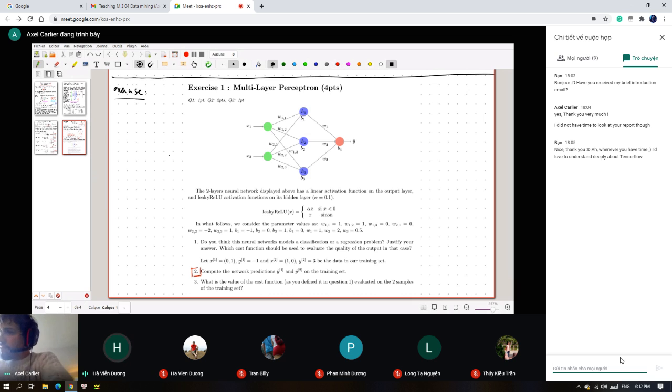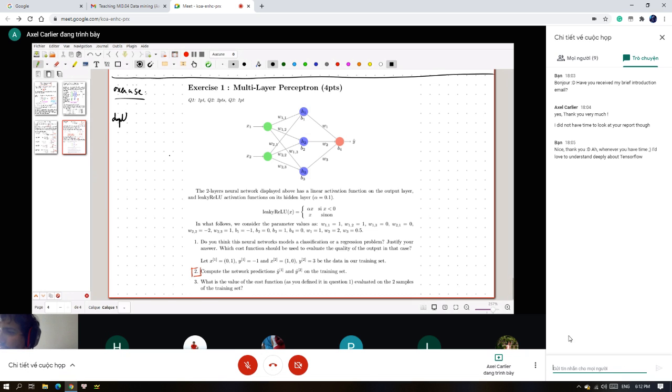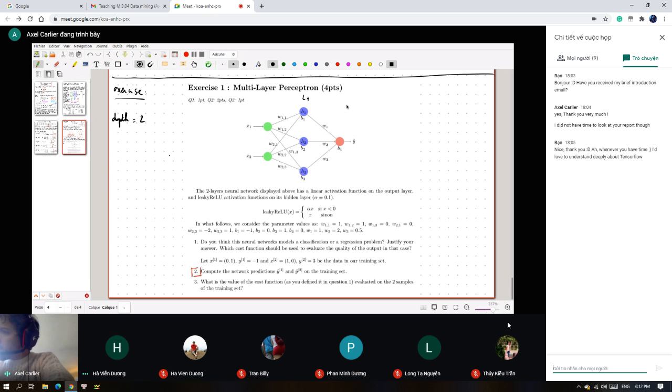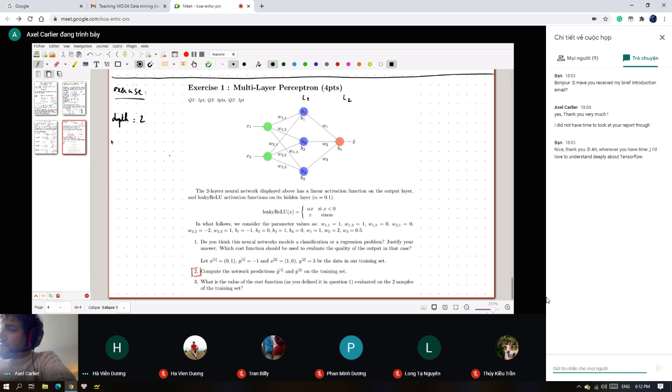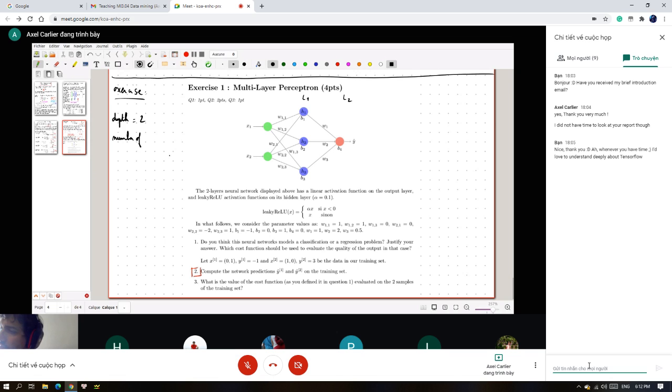The depth is equal to 2: we have layer 1 here and layer 2, which is the output layer here. Okay, perfect. Then, the number of parameters of the network. Remember, yesterday when we did it, you have the number of weights and the number of biases.